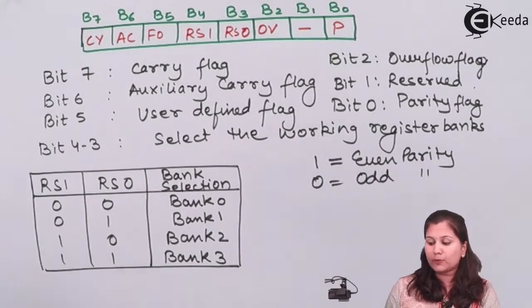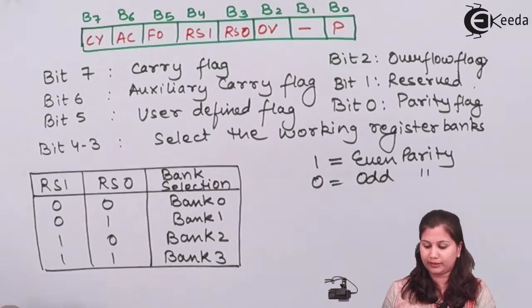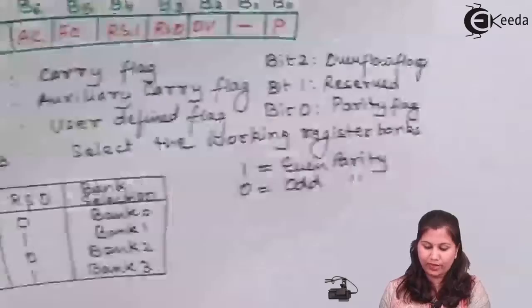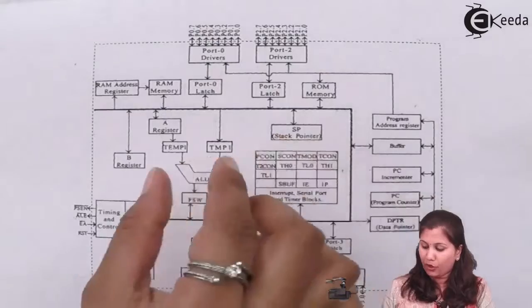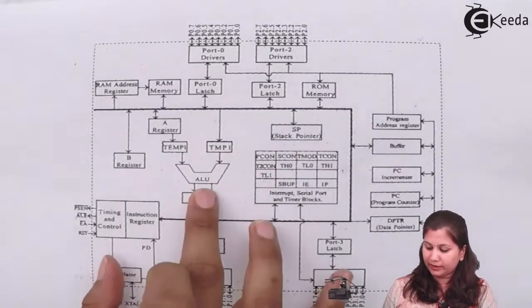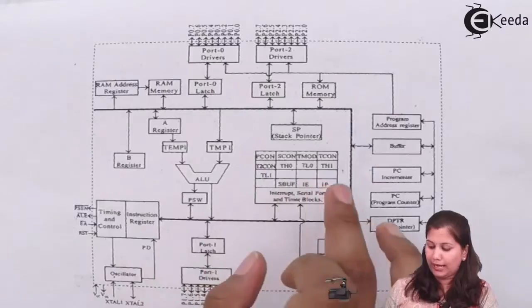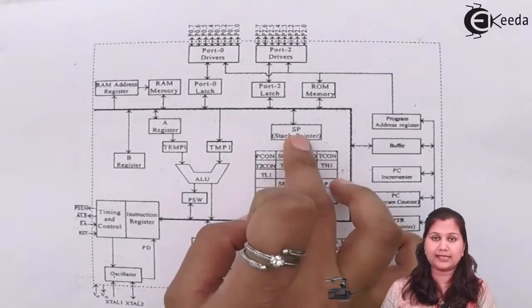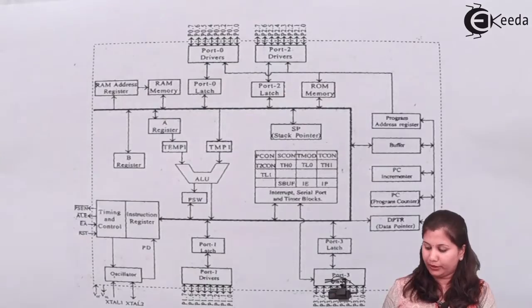Okay. So this was the program status word indicating the status of the various flags of the 8051. The next block in this block diagram is the stack pointer. All of these that we have studied, the arithmetic logic unit, A register, B register, PSW, special function registers and stack pointer, they all form the central processing unit. So next is the stack pointer.